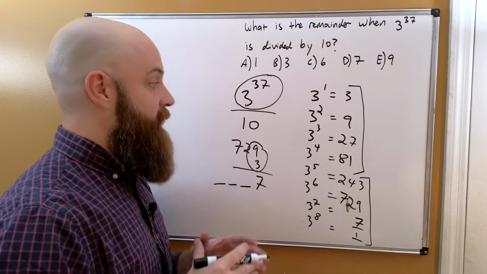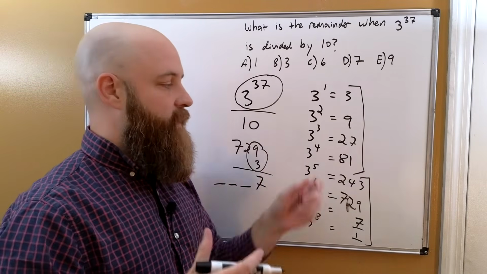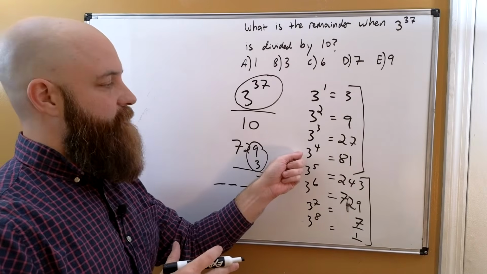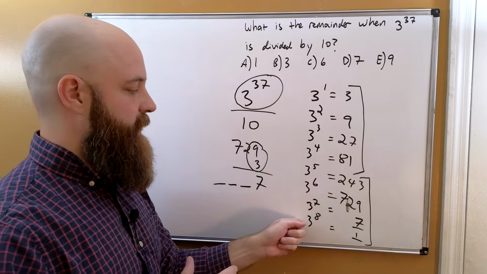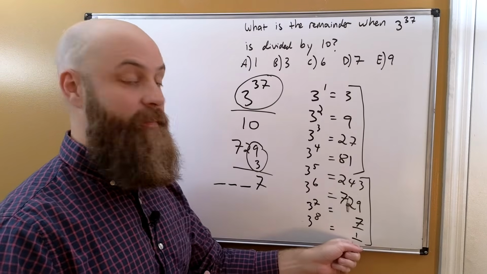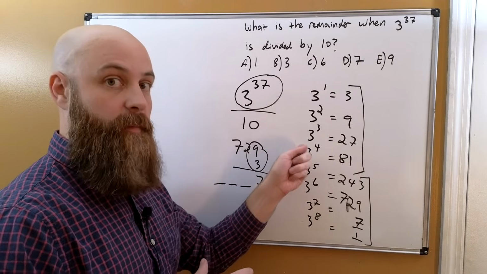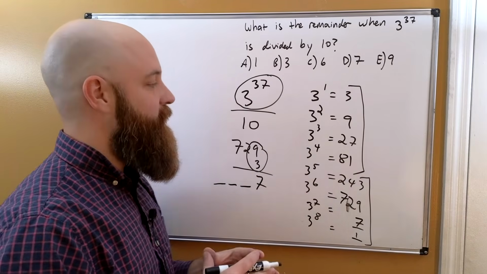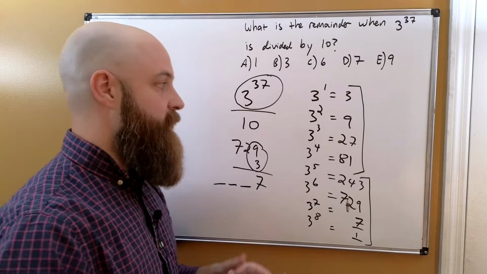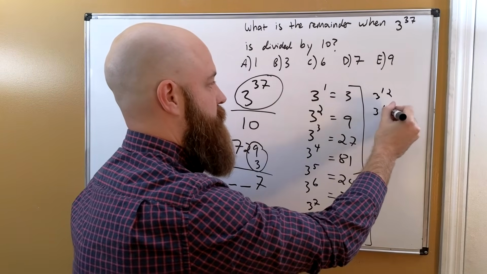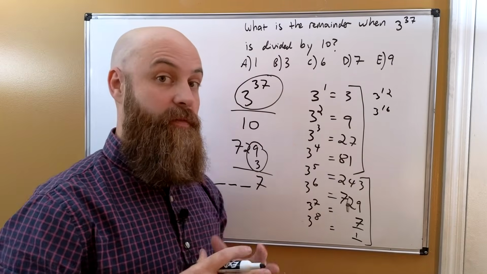Okay, so now I've got a pattern of 4 here. So let's see if I can leverage that number 4. I know that 3 to the 4th is 81. 3 to the 8th is some number ending in 1. Okay, so it looks like 3 to some power that's a multiple of 4 will have a units digit of 1. So I suppose 3 to the 12th would also be 1, and 3 to the 16th would also have a units digit of 1.